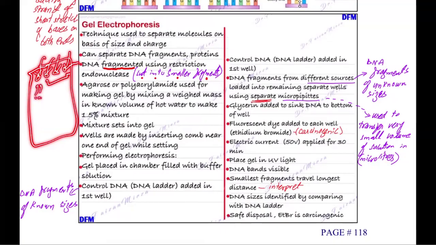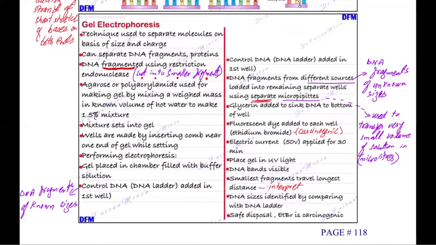And the first well has the DNA control, or control ladder, or you can say the DNA ladder of known sizes or known fragments. Now, once this is settled, I'll place my gel in a chamber filled with buffer. The control DNA ladder is added to the first well, as I already discussed. The DNA fragments of different sources have to be added in separate wells. You add the DNA using micropipettes. We add glycerin and fluorescent dye. The glycerin is added so the DNA sinks into the well.